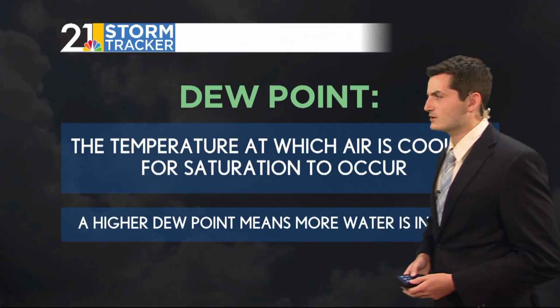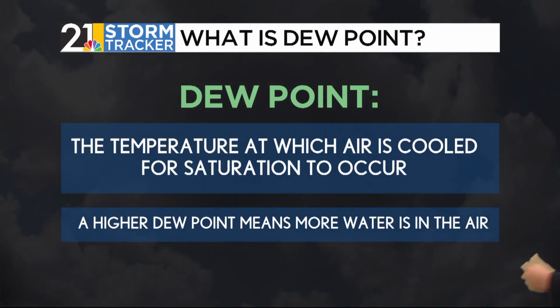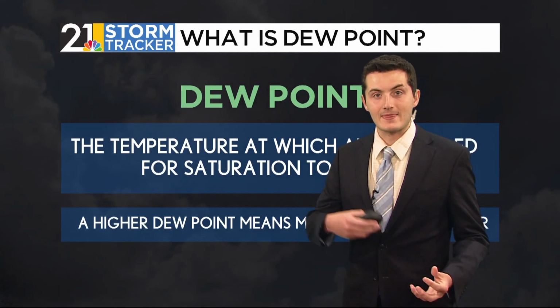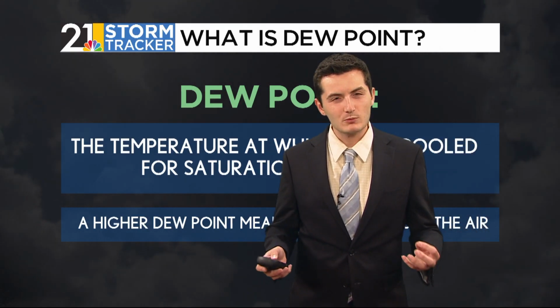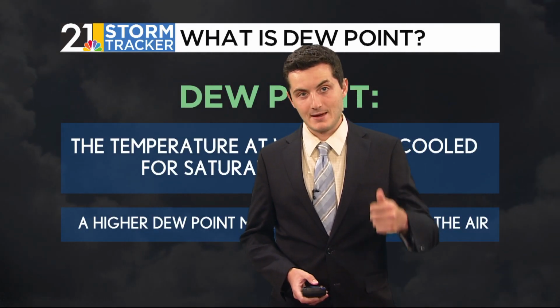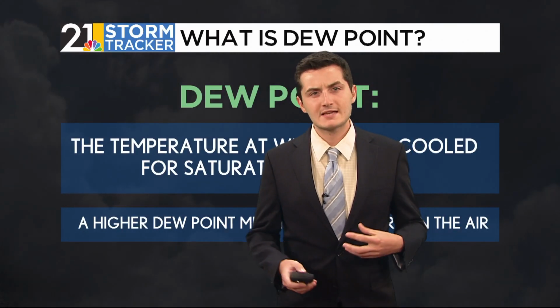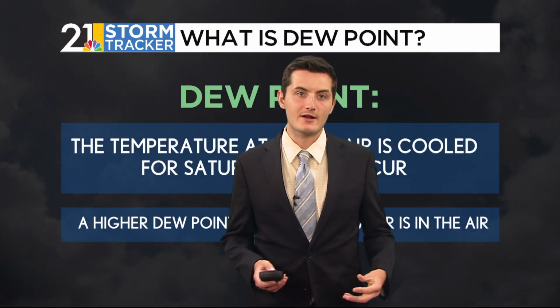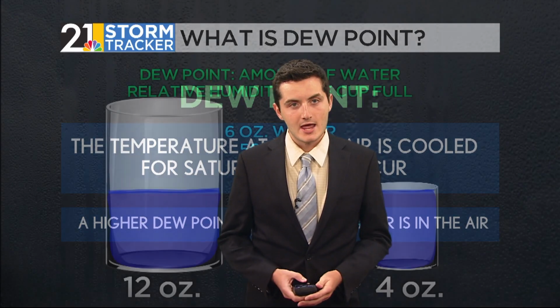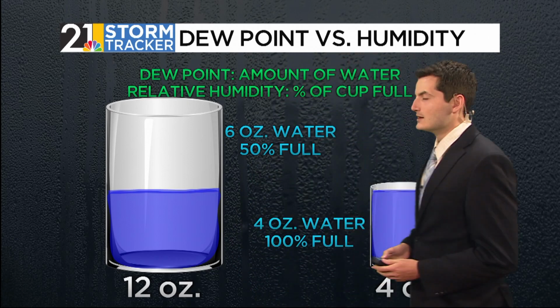Let's get into what the definition of the dew point is. It's defined as the temperature at which air is cooled for saturation to occur. And a higher dew point temperature means more water is in the air. What you can connect from this is that dew point and the regular ambient air temperature are pretty well connected. It's very interesting to note that the higher the air temperature, the more moisture that could fit in the air. And what I'm saying right now, you can kind of think of another variable, and that's relative humidity. That's also a decent measure of moisture, but it doesn't quite do the job that dew point does.